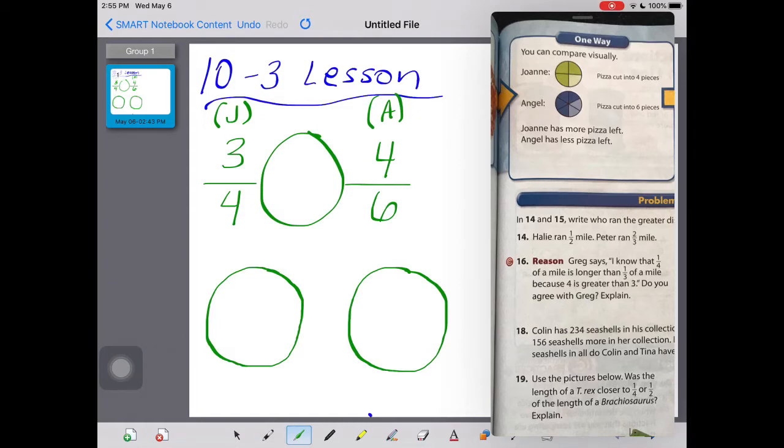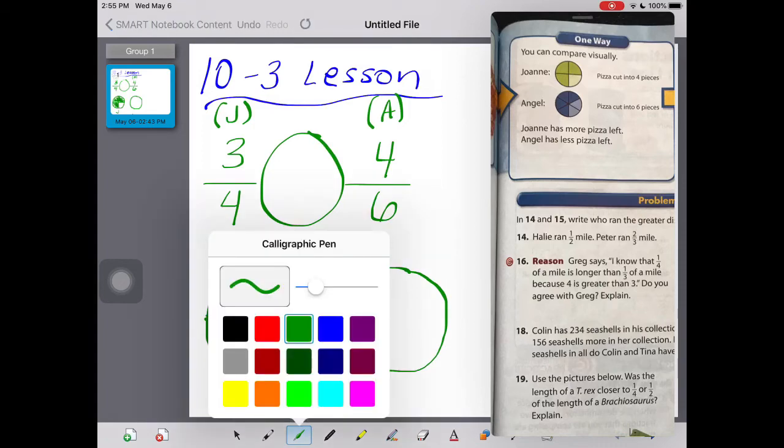All right, so let's carve up or slice up Joanna's pizza. Here's the J for Joanna. We need to slice it up into 4 equal slices. So the easiest way for me is I'm going to cut that in half. Those are 2 equal slices. And then I'll cut it in half again. Now we have 4 equal slices. And it says that she has 3/4 left. So let's shade in the 3/4. So 1, 2, 3.